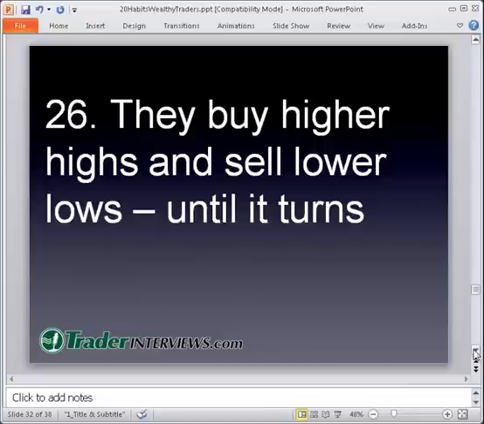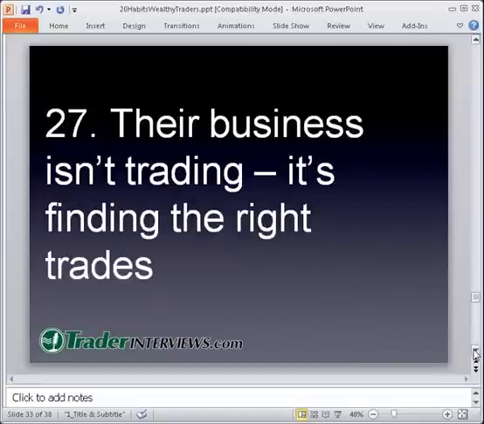26, they buy higher highs and sell lower lows until it turns. I can't tell you how many people are out there trying to find the bottom at 52-week lows and the tops at 52-week highs. You know what the wealthy traders are doing? They're buying 52-week highs and they're selling 52-week lows. Because what? They know that things are more likely to continue in the same direction than they are to turn. Now, if somebody tells them that it's about to turn, they may wait for confirmation, see it turn, and then take some money and put it in the market. But for the most part, they're just doing what is already happening in the markets. So they're buying the higher highs and selling the lower lows. So that goes back to the buying, stop trying to pick those tops and bottoms because it's really a fool's game.